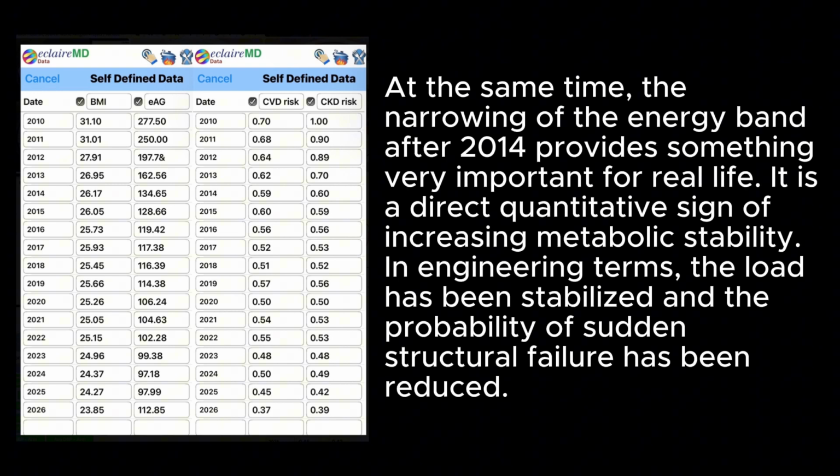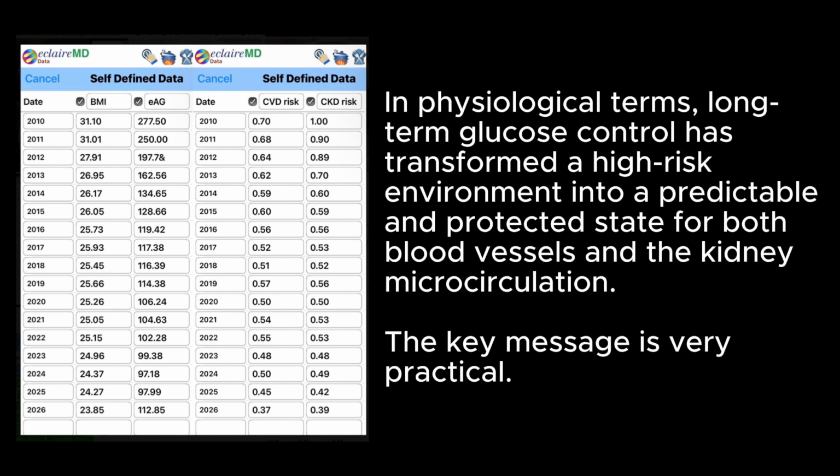At the same time, the narrowing of the energy band after 2014 provides something very important for real life. It is a direct quantitative sign of increasing metabolic stability. In engineering terms, the load has been stabilized and the probability of sudden structural failure has been reduced. In physiological terms, long-term glucose control has transformed a high-risk environment into a predictable and protected state for both blood vessels and the kidney microcirculation.